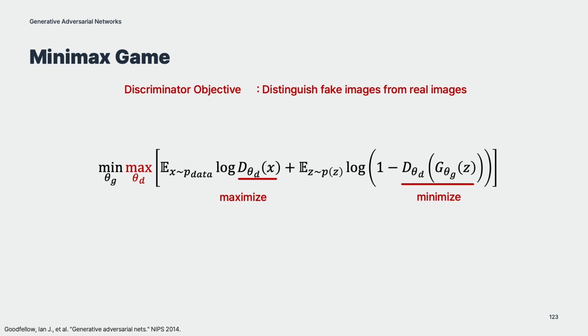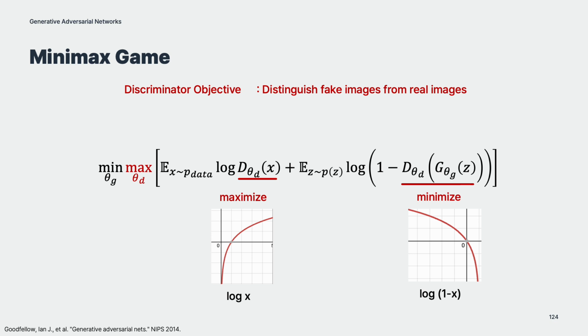Recall that the output of D(x) is bounded between 0 and 1. If you look at the log graph, the first term increases as the value gets closer to 1. For the second term, since it's log(1 minus x), the value increases as x gets closer to 0.